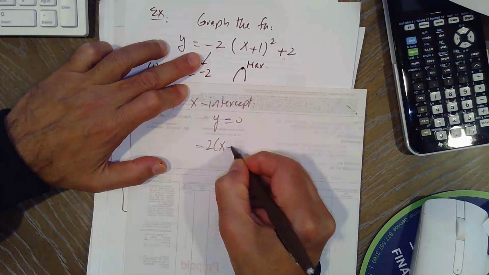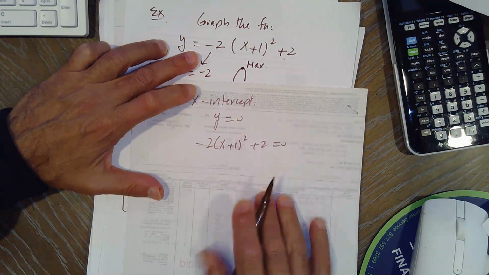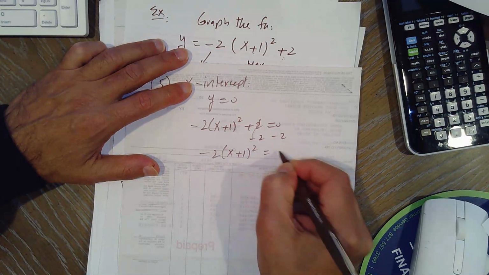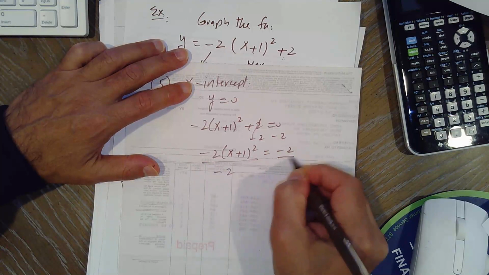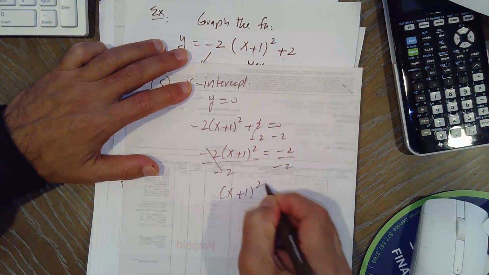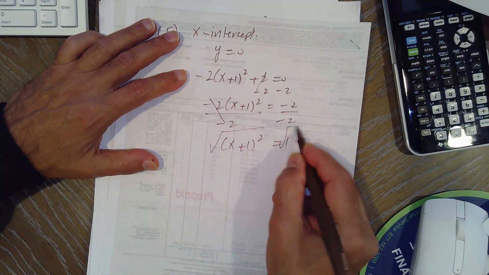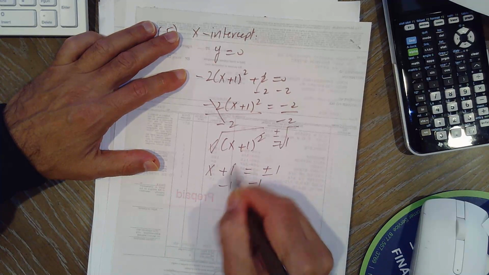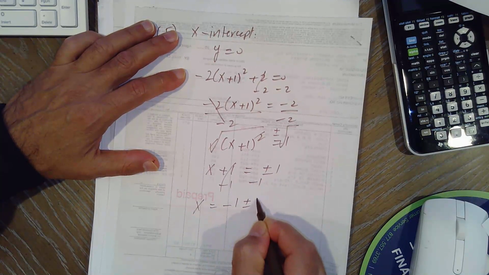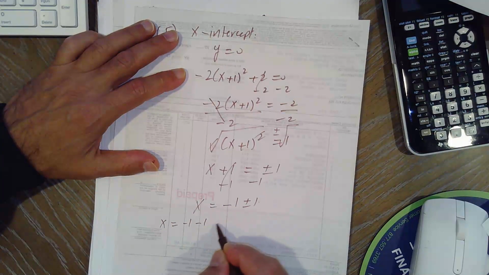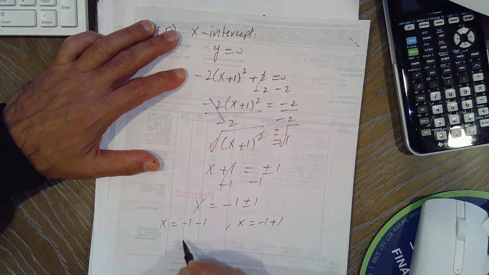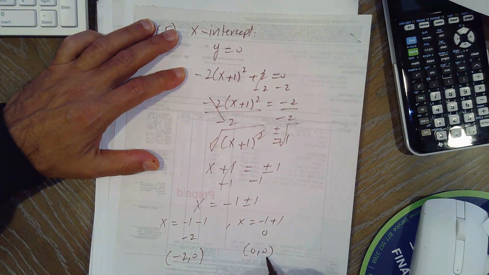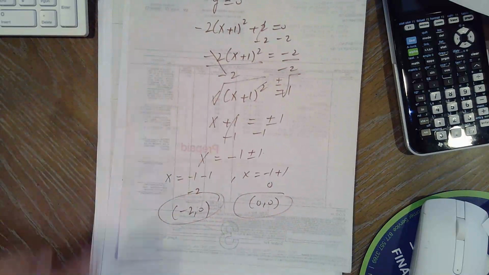So -2 times (x plus 1) squared plus 2 equals 0. Remember we said this is going to be done using the square root method. That's the easiest for this case. Divide by -2. (x plus 1) squared equals 1. Square root it, plus or minus. x plus 1 equals plus or minus 1. So x equals -1 plus or minus 1. -1 minus 1, -1 plus 1. So it's -2 and 0. So it's going to be -2, 0 and 0, 0. This is where the graph is going to hit the x-axis.